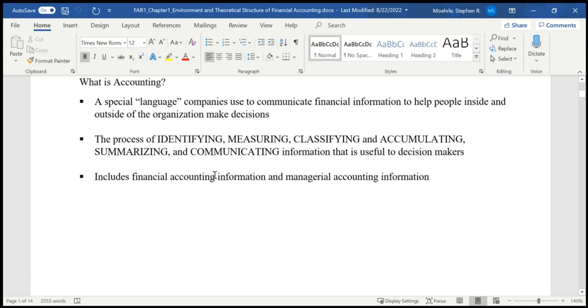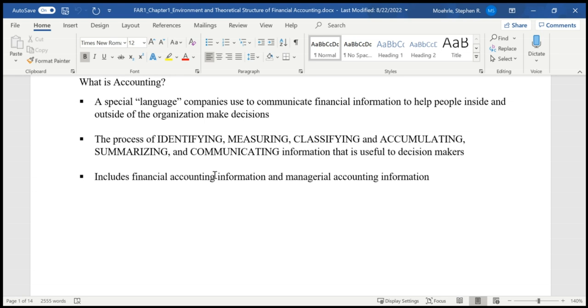Let's talk first about what is accounting. Accounting is a special language that companies use to communicate financial information to help people both inside and outside of the organization make decisions. Accounting is the process of identifying and measuring and classifying and accumulating and then summarizing and communicating information that is useful to decision makers.